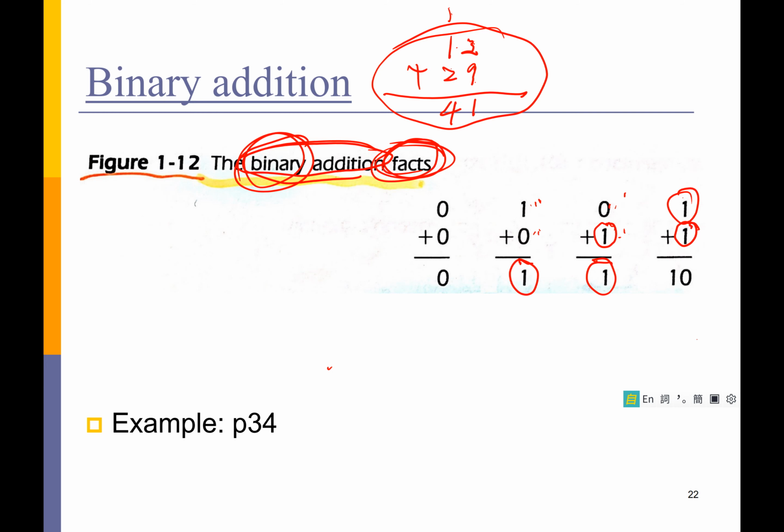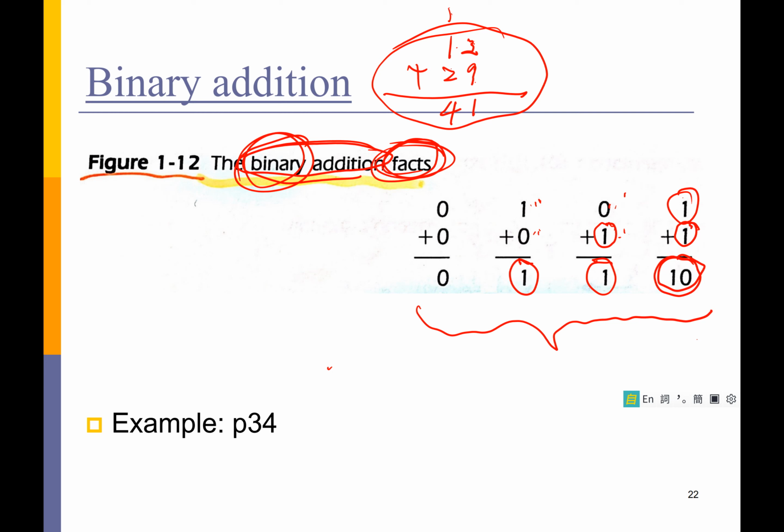Because when you get 2, you have to carry over 1 digit to the previous location. You have to carry over 1 to the previous digit. So it became 10. Now, this is for the only 4 kinds of basic binary addition. Okay, so you can do these 4, you can do all of binary addition.